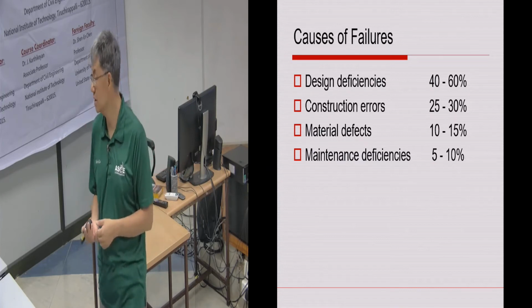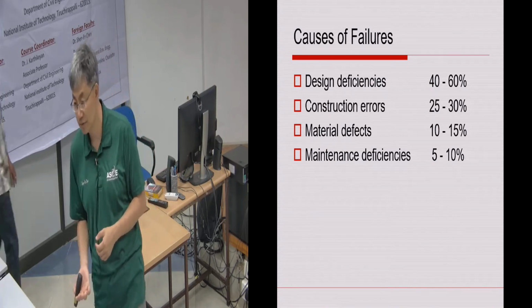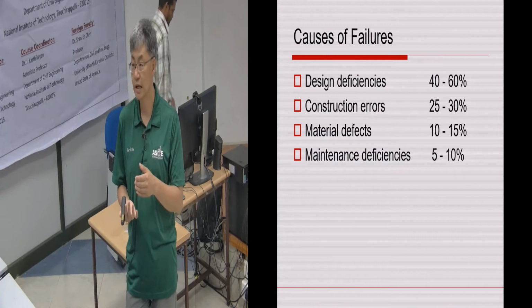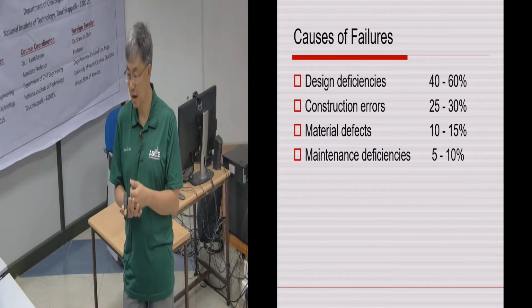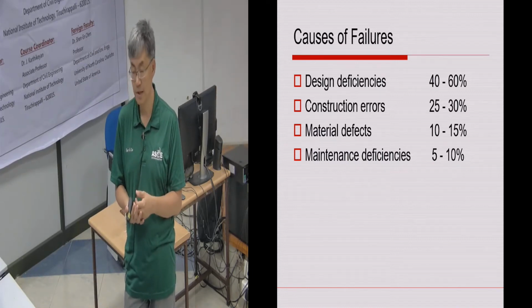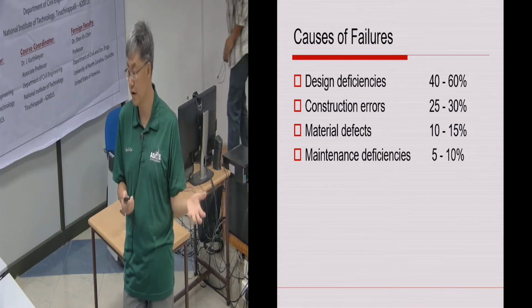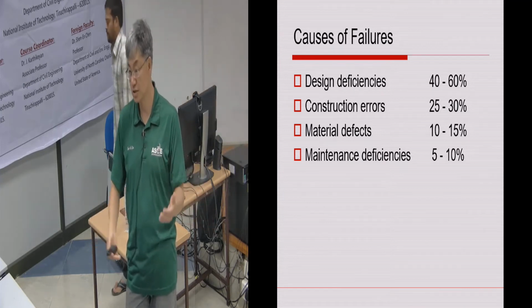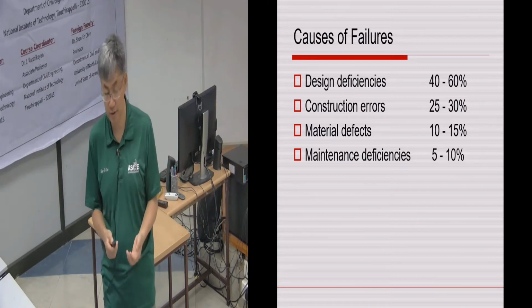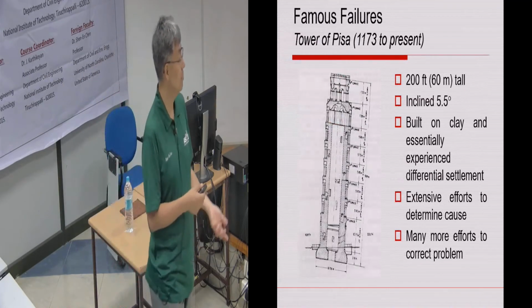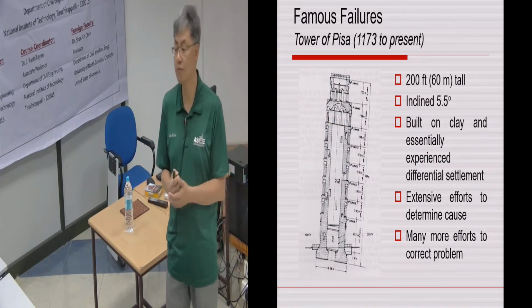And then maintenance deficiency. Maintenance deficiency is much more difficult, because you have to have a record of when and how the problem happened. We will be looking at the I-35 bridge case, which I described a little bit yesterday. So we'll go through a few famous failures.